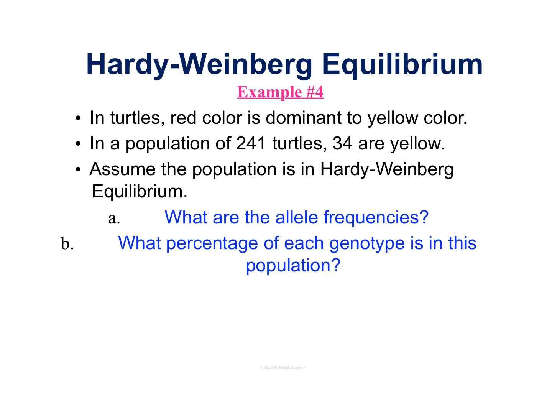For example number 4, we are looking at turtles, and our red coloring is going to be dominant to yellow color. We have 241 turtles in our population, with 34 of them being yellow. And we're going to assume for this scenario that they are in Hardy-Weinberg equilibrium. So we have two different questions here. First, we want to find the allele frequencies, which is using our p plus q equals 1 equation. And then we have what percent of each genotype is in this population. That is when we have to use the slightly more complicated one.